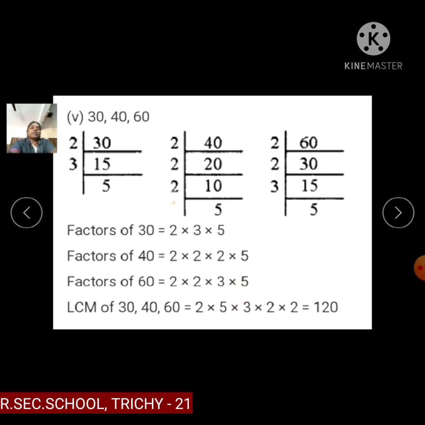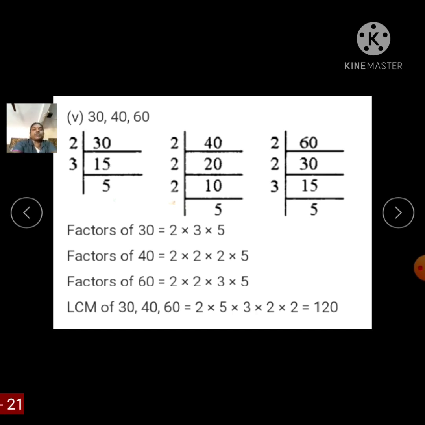The common factors are 2 and 5. The non-common factors are 3 into 2 into 2 into 2 into 3. LCM of 30, 40 and 60 equal to 2 into 5 into 3 into 2 into 2 equal to 120.